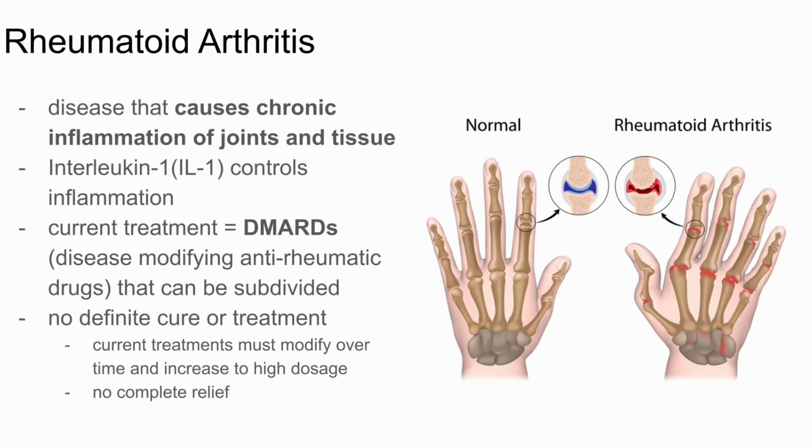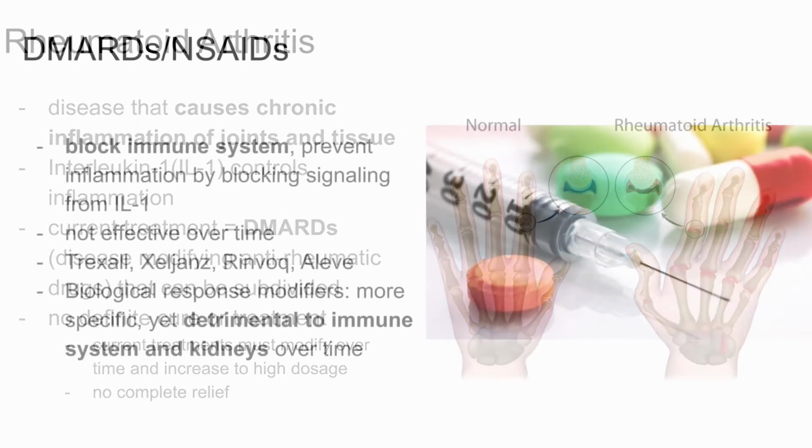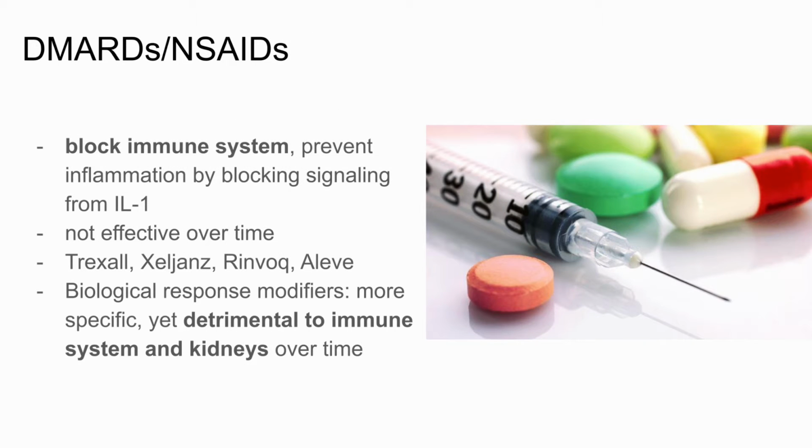This usually has two types of treatments: disease-modifying anti-rheumatic drugs, DMARDs, or biological modifiers that can be used to relieve pain and increase joint function. These are medications that block the immune system and prevent inflammation signaling by IL-1. They sometimes are combined with other drugs and are usually not effective for a minimum of 6 months after beginning use.